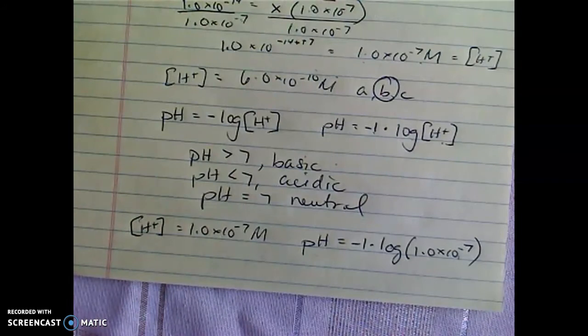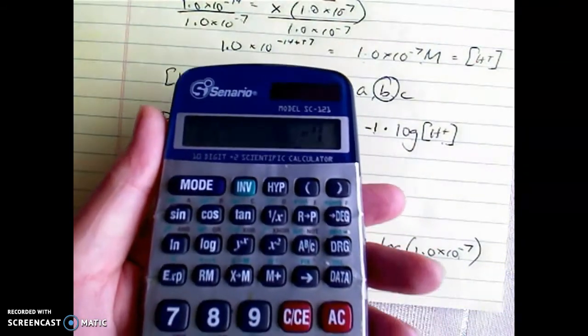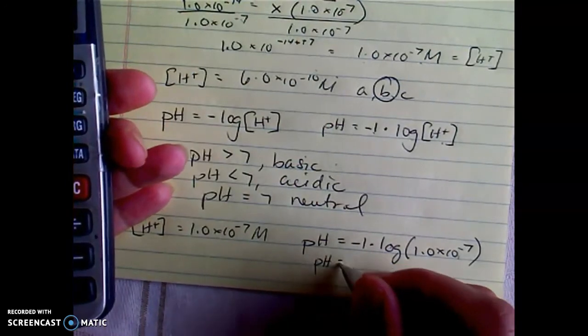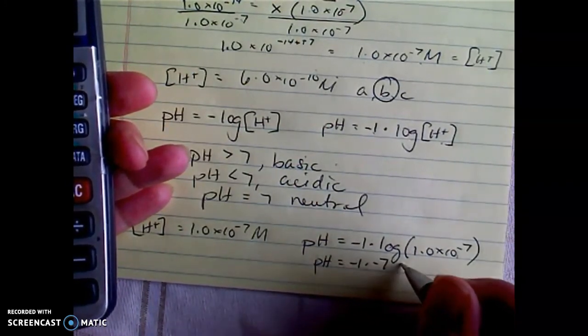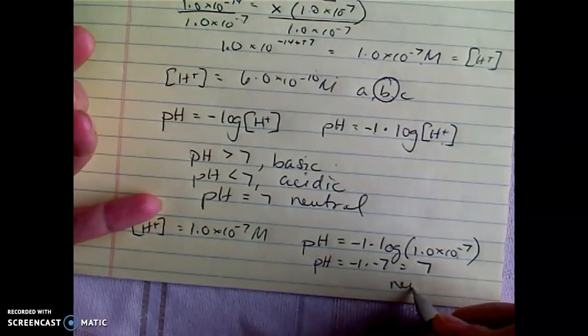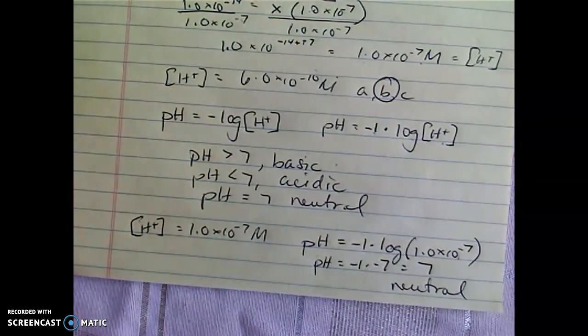Oops, let me try that again. I'm at an angle, so it doesn't want to work. All right, and so it gave me negative 7. So I now have pH is equal to negative 1 times negative 7, which gives me a pH of 7. So what does that tell me? It's a neutral solution. Okay, it is neutral.